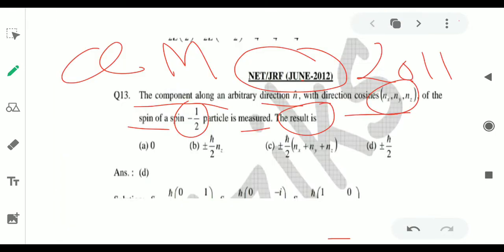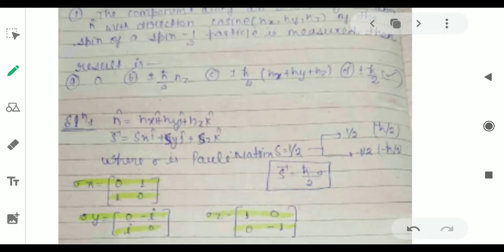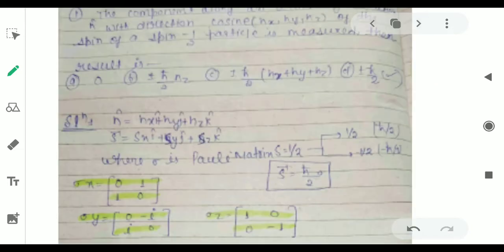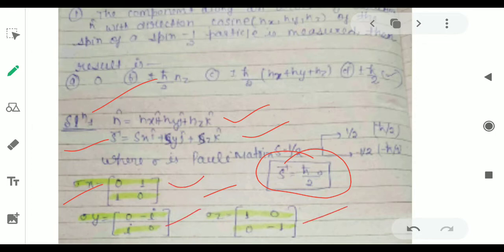Here we have the direction cosines of n cap and the spin s. The n vector will be nx i cap, ny j cap and nz k cap, and the s vector will be sx i cap, sy j cap, sz k cap, because sx, sy and sz are the Pauli spin matrices. And s will be equal to h cross upon 2 times sigma x, sigma y and sigma z, which are also Pauli spin matrices. The value of sigma x is this. You already know what the Pauli spin matrices are.